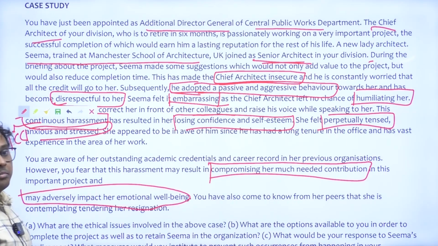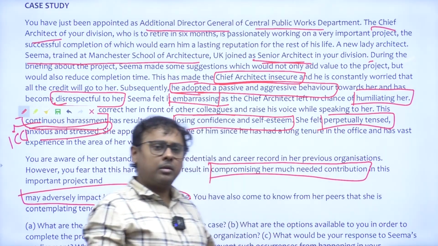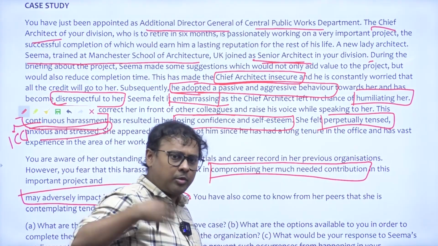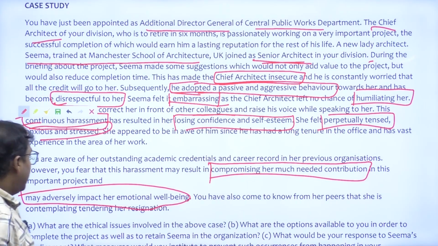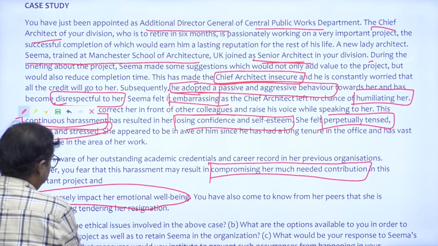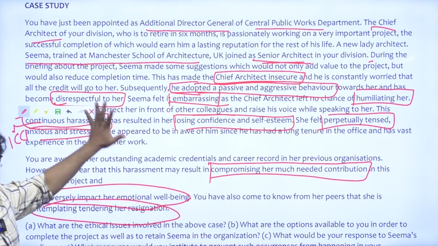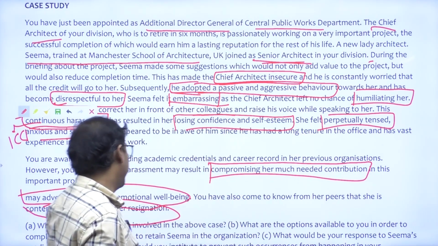So you have identified the stakeholders as well as the issues, not ethical issues. These are the primary issues. We have to frame them as ethical issues, so they will come in there. Now, this also: contemplating tendering her resignation. A good employee is tendering resignation, right? So basically, your job is done. You have identified stakeholders. You have identified issues primarily.